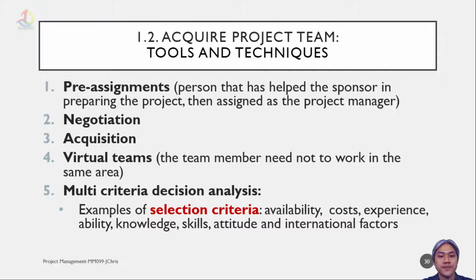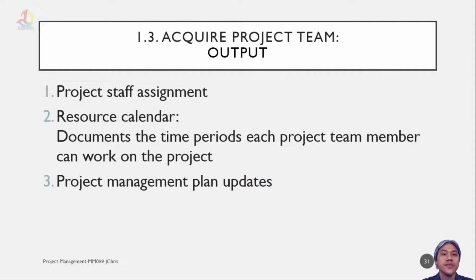decision analysis. Examples of selection criteria can be availability, cost, experience, ability, knowledge, skills, attitude, and other international or side factors. The output is project staff assignments, the resource calendar, which documents the time periods each project team member can work on the project, and project management plan updates.